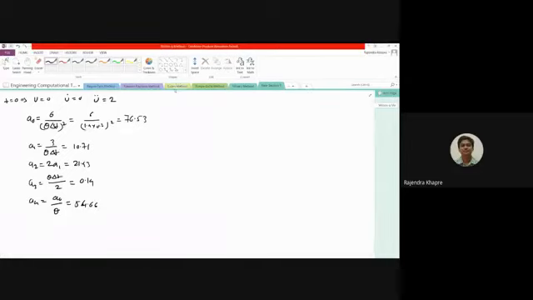Then we have a5. Let me use this space. Your a5 is minus a2 times theta, so your a5 comes out to be minus 15.3. Then we have a6 also. So a6 is 1 minus 3 over theta, so this comes out to be minus 1.143.